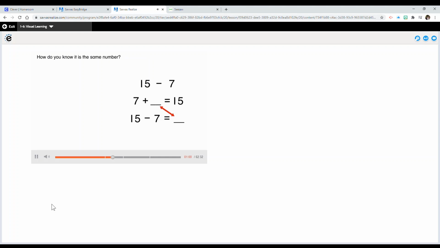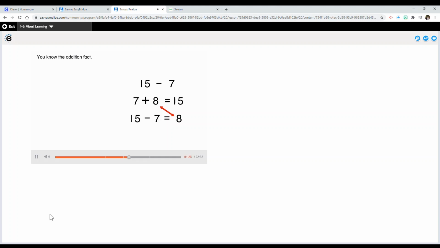How do you know it is the same number? Because the addition and subtraction facts are related. They use the same three numbers. What is the missing number? The missing number is 8.